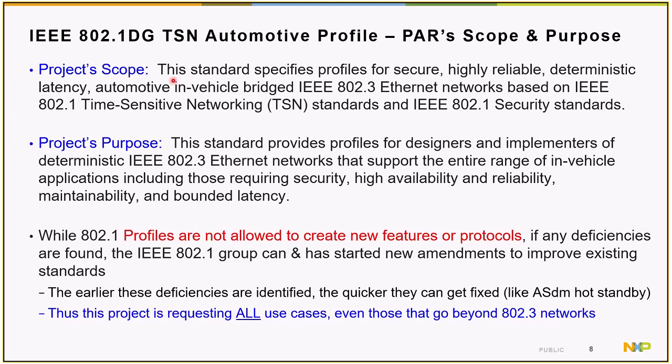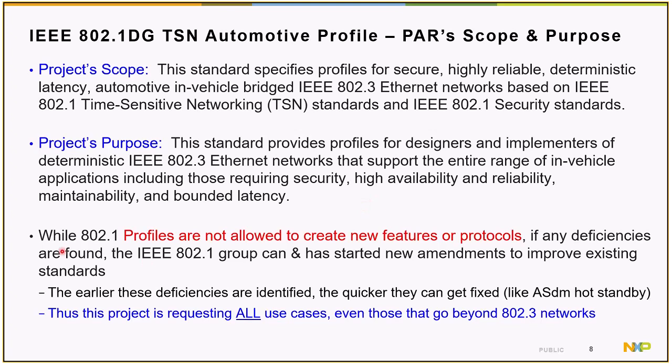It is: this standard specifies profiles for secure, highly reliable, deterministic latency, automotive in-vehicle bridged, IEEE 802.3 Ethernet networks based on IEEE 802.1 time-sensitive networking standards and the 802.1 security standards. It's a lot of words, I know, but it's very specific what it says. And the project's purpose is this: the standard provides profiles for designers and implementers of deterministic 802.3 Ethernet networks that support the entire range of in-vehicle applications, including those requiring security, high availability, and reliability, maintainability, and bounded latency.